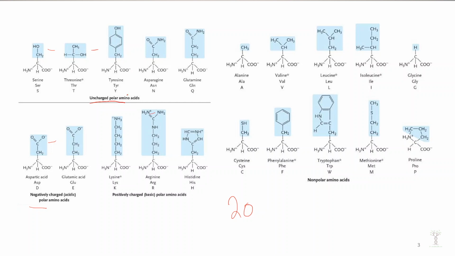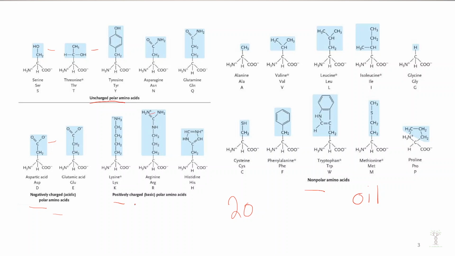Polar amino acids are going to be attracted to each other as well as negative or positively charged amino acids. And over here, we have the non-polar amino acids. So non-polar amino acids are like oil. Oil likes oil. So non-polar will be attracted to other non-polar amino acids.